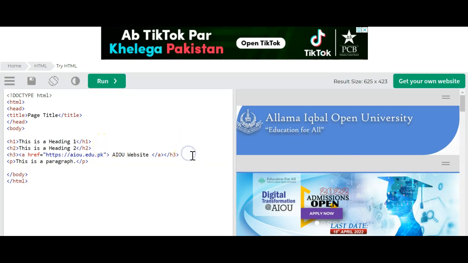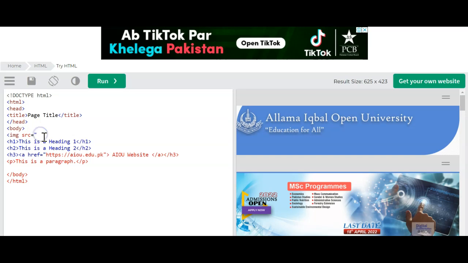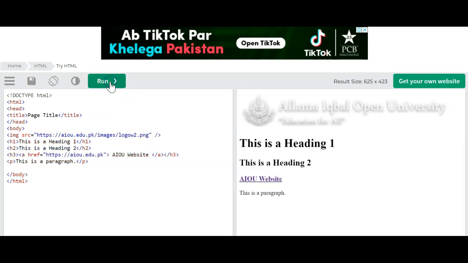So there are a lot of things. For example, if I want to add a picture here, I will say img src, and I will copy the image link and paste it here, and run it again. Now, within my page, look, I have inserted an image using this HTML code. So this is the basic HTML code. You don't need to remember it, it is covered just for basic understanding.